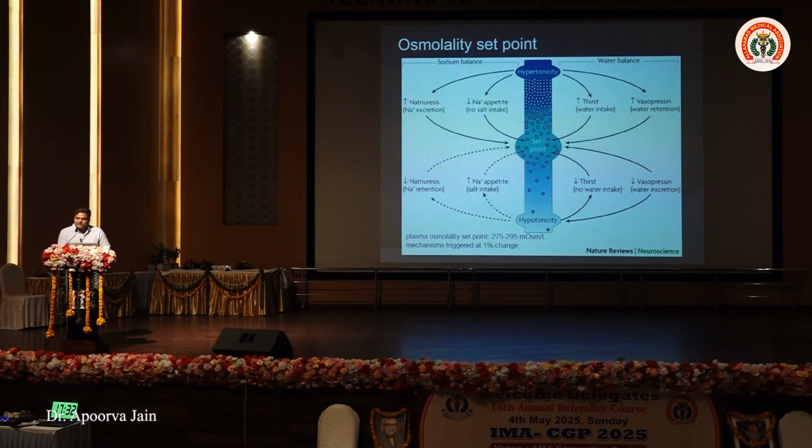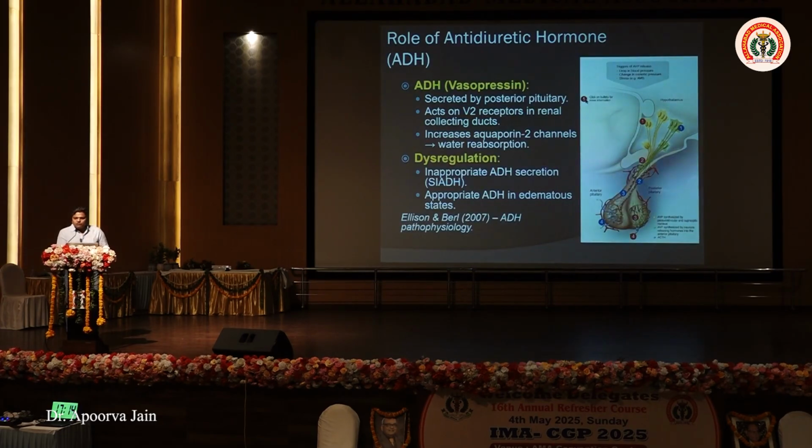If there is an increase in osmolality, there will be more thirst, and water will be retained through an ADH dependent mechanism. If there is a fall in osmolality, urine production will increase and net free water, that is sodium free water, will be lost and thirst will be inhibited. So both sides it is closely guarded. Who guards this? The guarding is through the ADH.